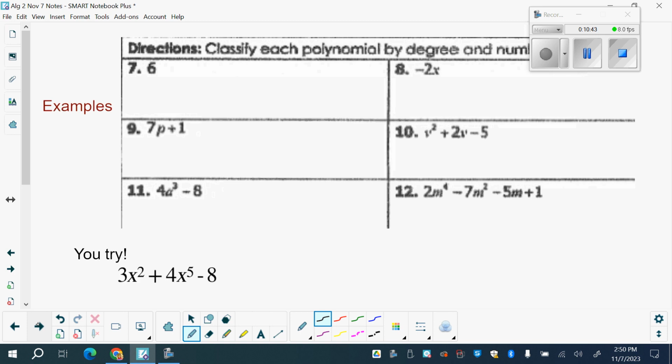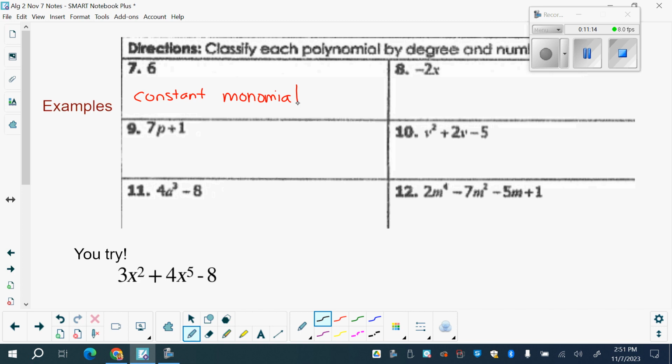Okay, 6. You want to name that according to the degree and number of terms. So, degree would be, there's no variable, right? So that means it's a degree of 0. So what do we call that? The constant. And how many terms here? 1. So that would be called a monomial, according to the number of terms. Easy to get terms and degree mixed up.